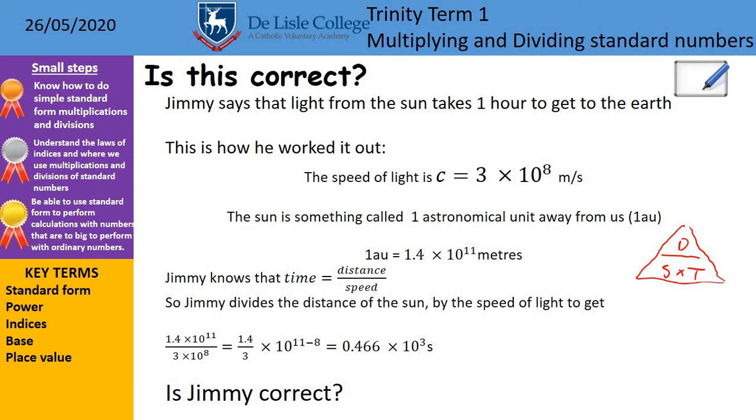Welcome back. So in standard form, that number would have been 4.66 times 10 to the 2. As a normal number, that would be 466. 466 seconds is approximately 8 minutes. So Jimmy is wrong. It only takes 8 minutes for light to leave the sun and reach Earth.